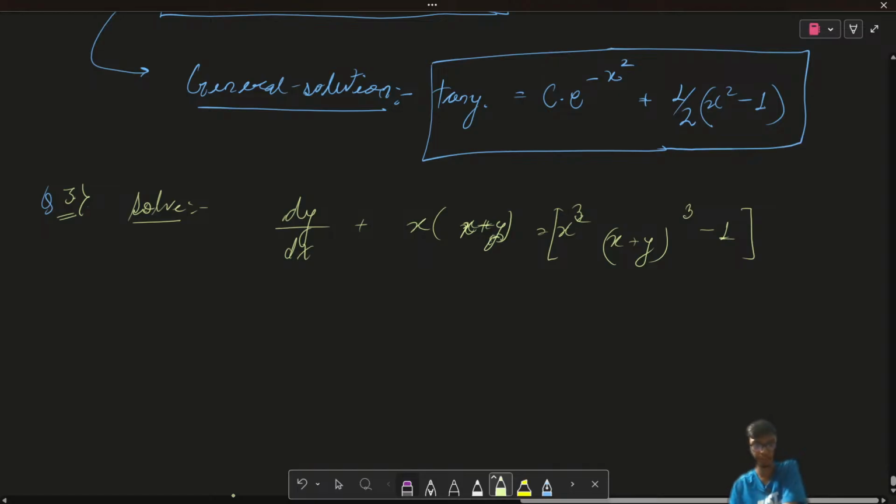So try to solve this problem. This is a very interesting problem.